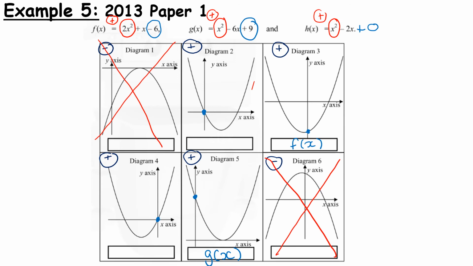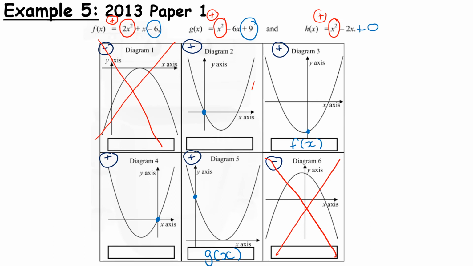Now, we have a little bit of an issue here because we have two diagrams left that are both positive and both have a 0 as the y-intercept. So diagram 2 and diagram 4. What we're trying to understand is, which one is which? We've used the fact that they're positive. We've used the fact that they cross the y-axis at 0. So the last thing we can do is actually look at the roots themselves.